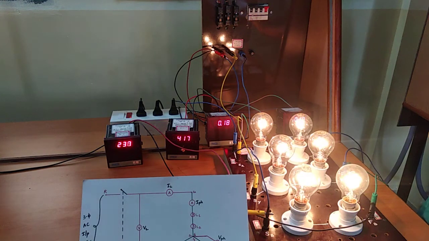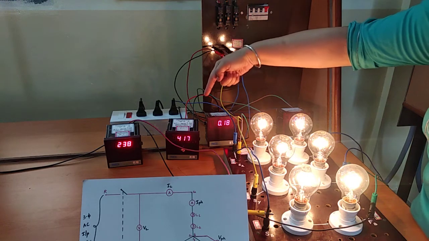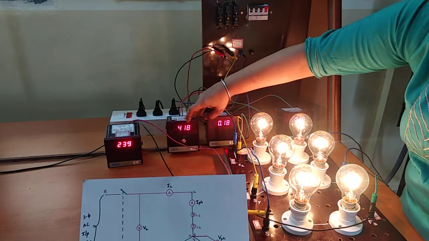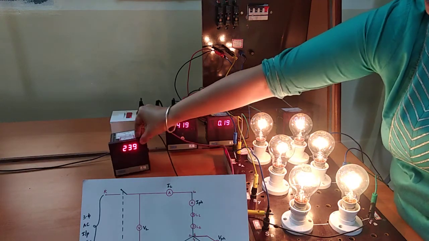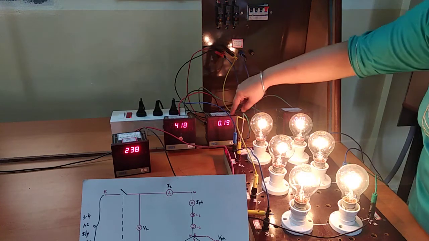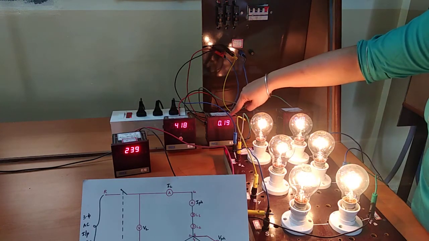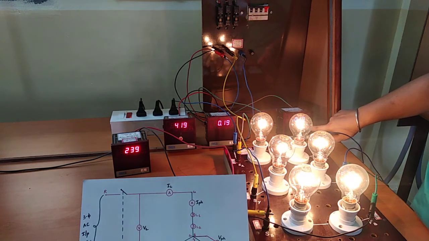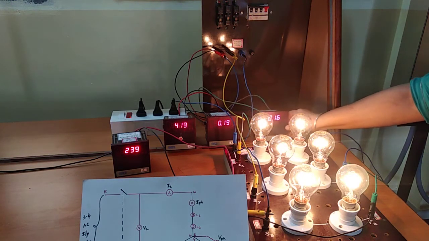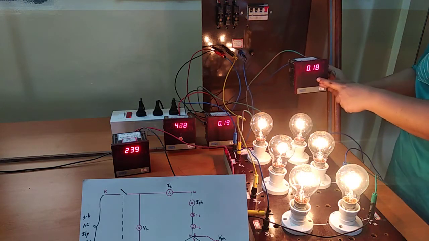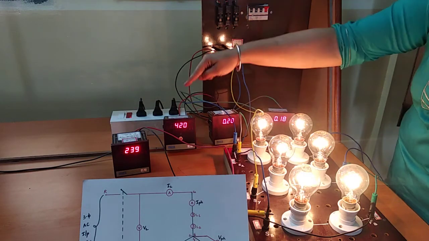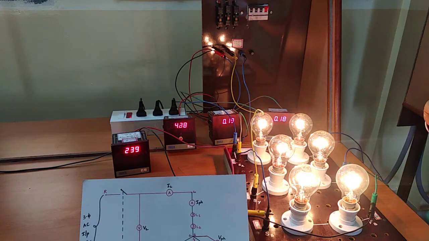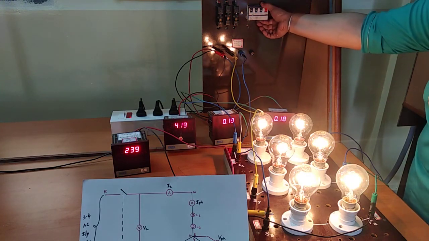Now you can see in a star connected load, the bulbs are glowing very beautifully, and observe the voltage reading. VL is reading 419, V phase 238, then we have IL and I phase, IL reading 0.18, I phase reading 0.19 to 0.2. Now let us tabulate the readings. Let's switch off the circuit.